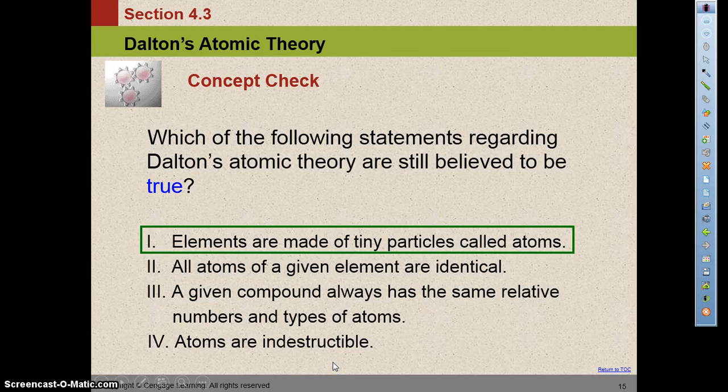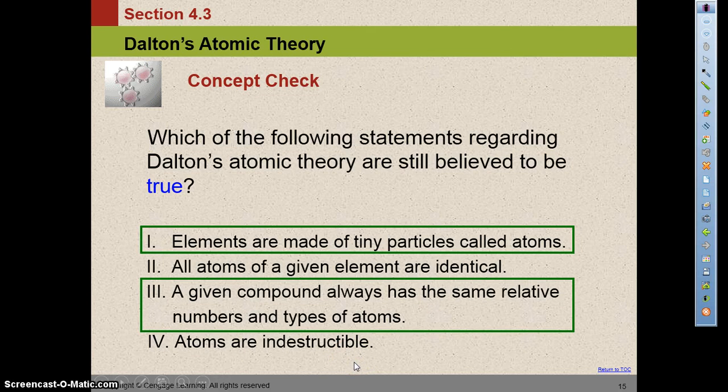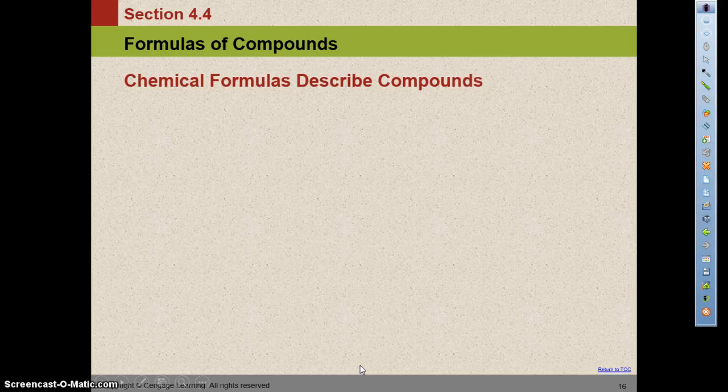All atoms of a given element are identical, and that's the one that we no longer believe is true because of isotopes existing. A given compound always has the same relative number and types of atoms. We know that's true. That's the law of constant composition. And atoms are indestructible, which is not true because that's what we just talked about with the hydrogen bomb and nuclear fission. Let's take a look at section 4.4, which is formulas of compounds.